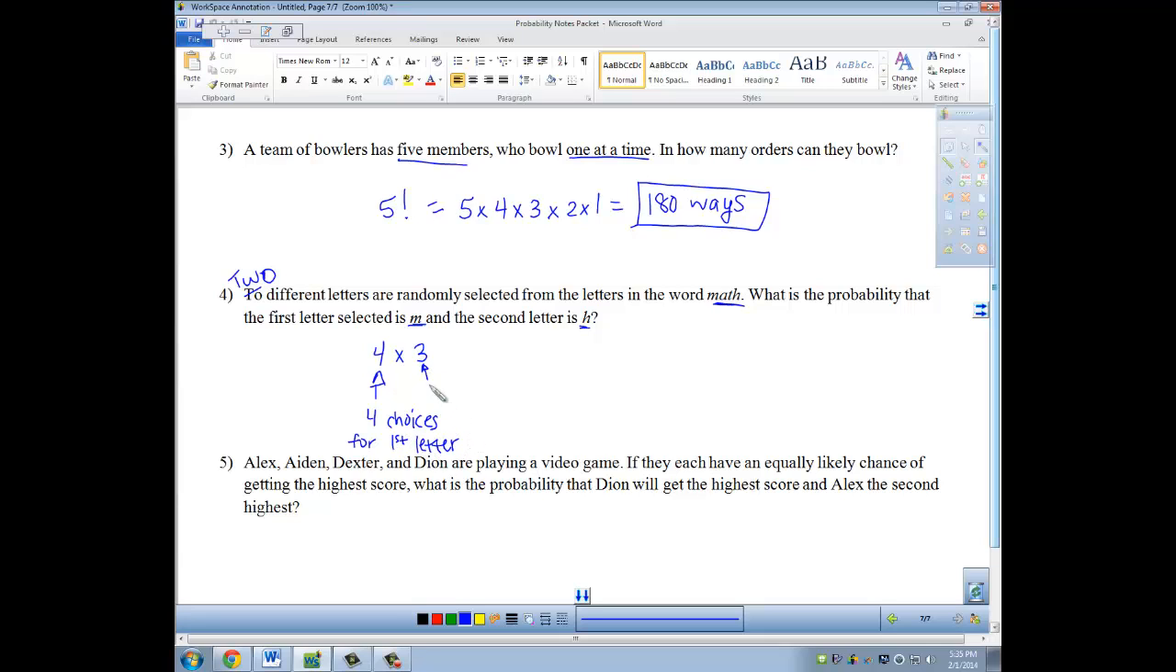And then there are 3 choices for letter 2. So it's just 4 times 3. You don't have to do the times 2 times 1 part. So 4 times 3 would be 12. Now, when you are just choosing a certain number, you're only going to multiply that many numbers. So since we had 2 different letters to choose, we only did 2 numbers multiplied together. So we have 12 outcomes. So our probability, we're just going to take that number and put it under 1. So the probability is 1 over 12.